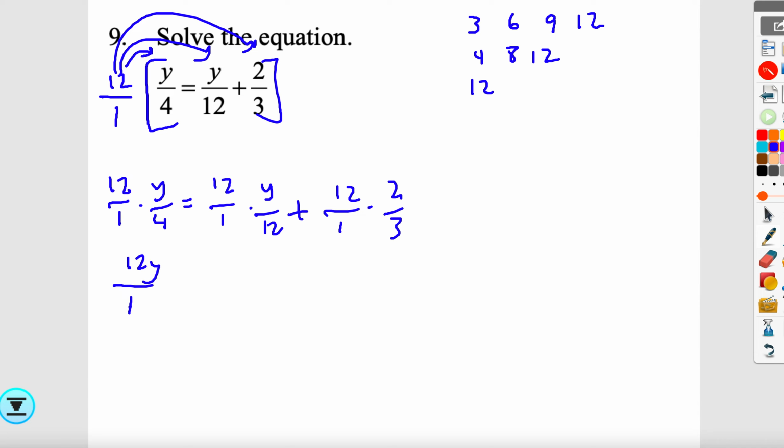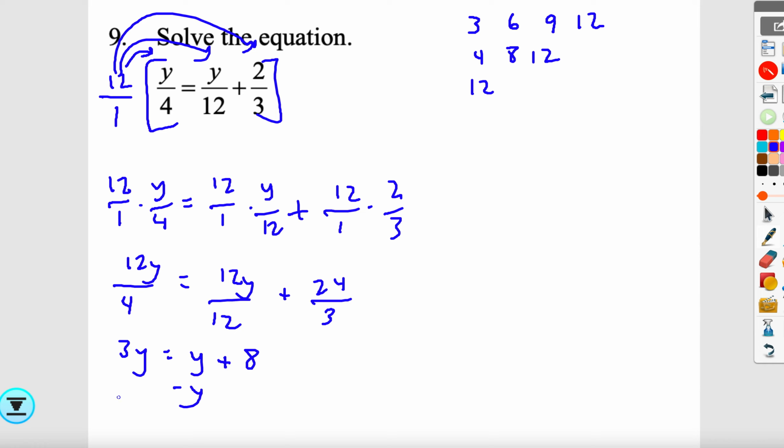Now, the rule to multiplying fractions, guys, is we got to do the top with the top, bottom with the bottom. So 12 times y is 12y. 1 times 4 is 4. Second fraction, 12 times y is 12y. 1 times 12 is 12. And the last fraction, 12 times 2 is 24. 1 times 3 is 3. Now, if we chose the correct LCD, guys, these will simplify to a beautiful fraction. So let's see what happens here. This becomes 3y. This becomes y. And this becomes 8. Look how much nicer this is to solve.